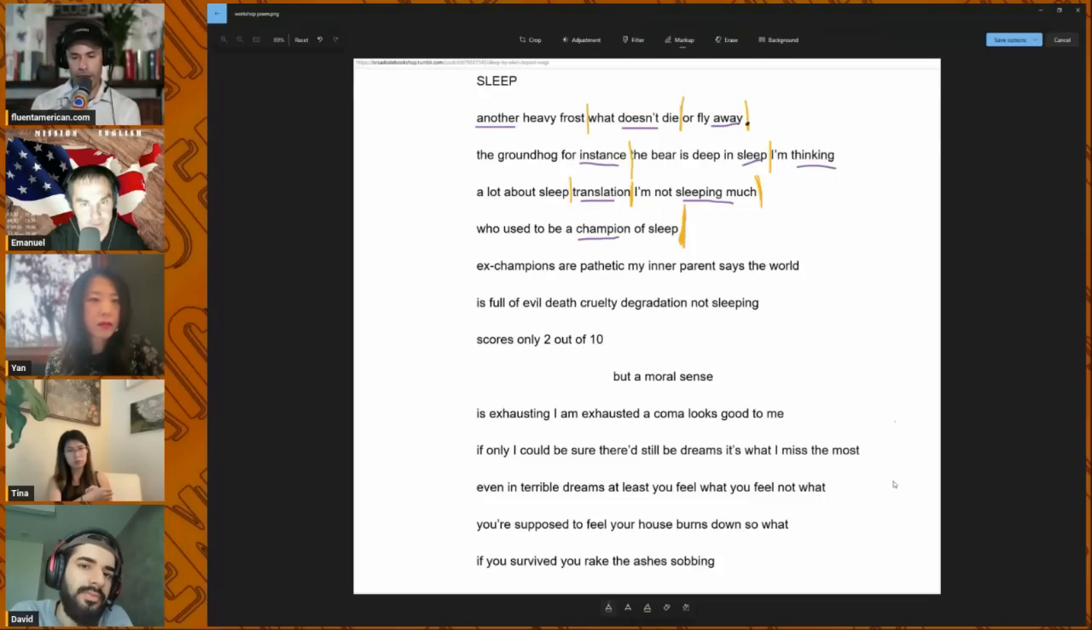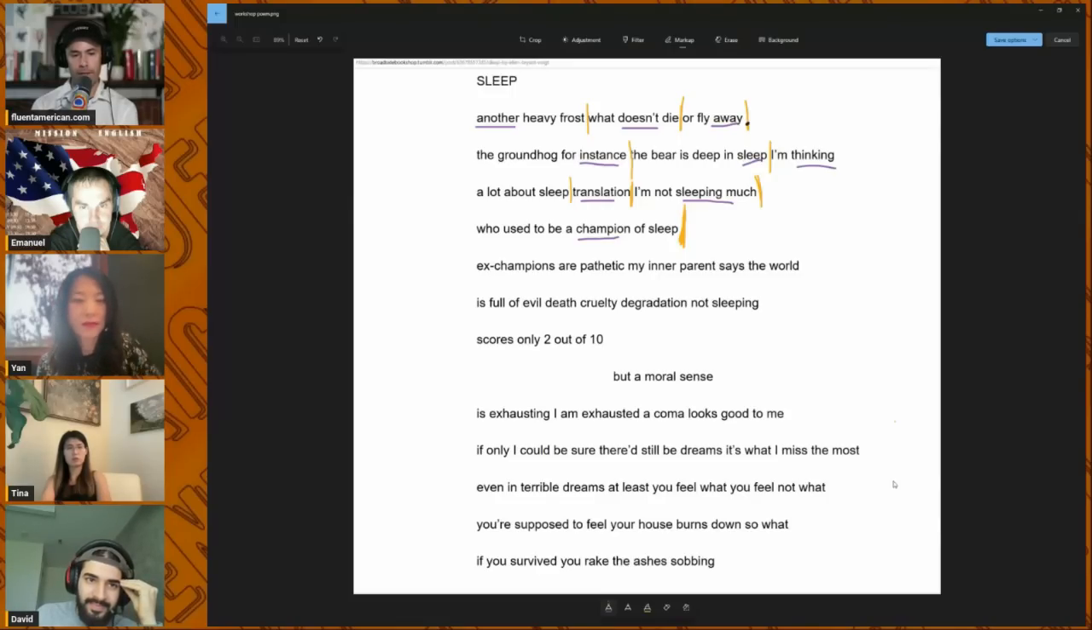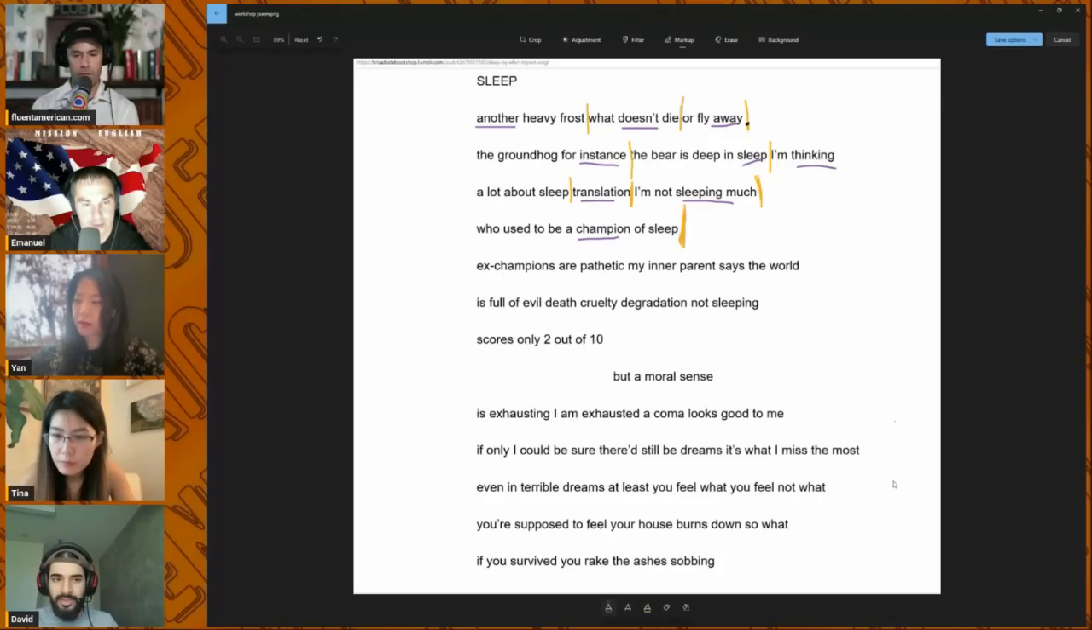David, can you read the second line for me? The groundhog, for instance, the bear is deep in sleep. I'm thinking a lot about sleep. Can you do that again? The groundhog, for instance, the bear is deep in sleep. I'm thinking a lot about sleep. Okay, that time you read it was a little bit different than the previous time. It was better, right?